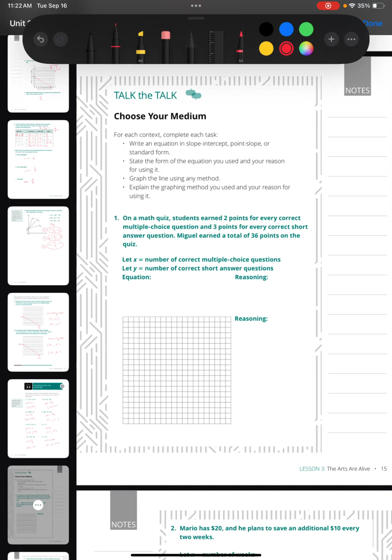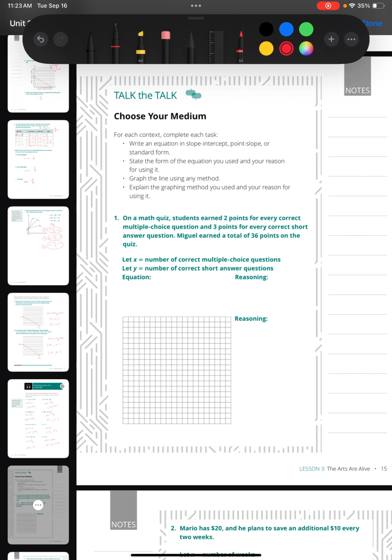All right, wrapping up. For each context, complete each task. Write an equation in slope-intercept form, point slope form, and standard form. State the form of the equation used in your reasoning. Graph the line using any method. Explain the graphing method you used and your reason for using it. So this is another one.